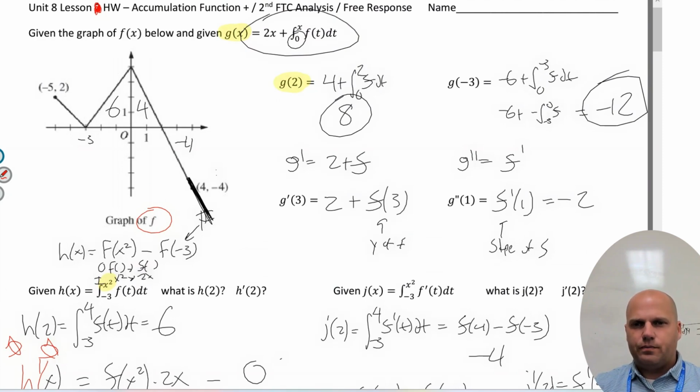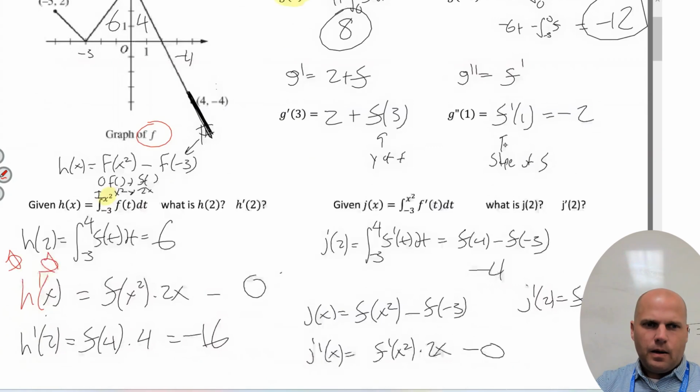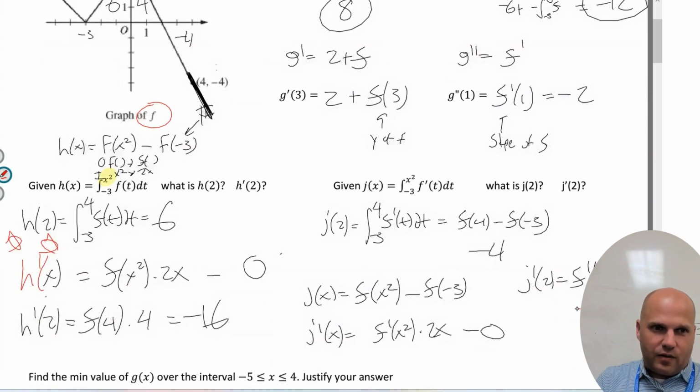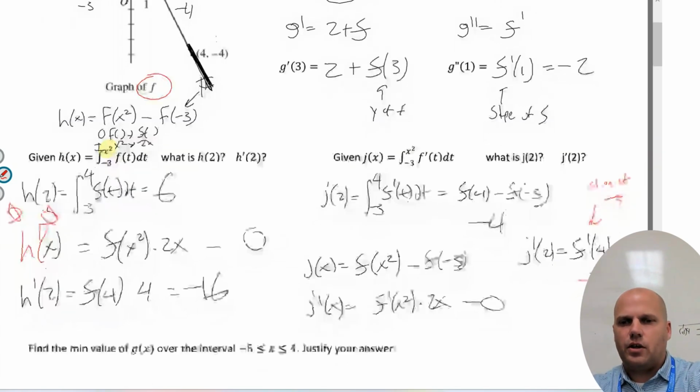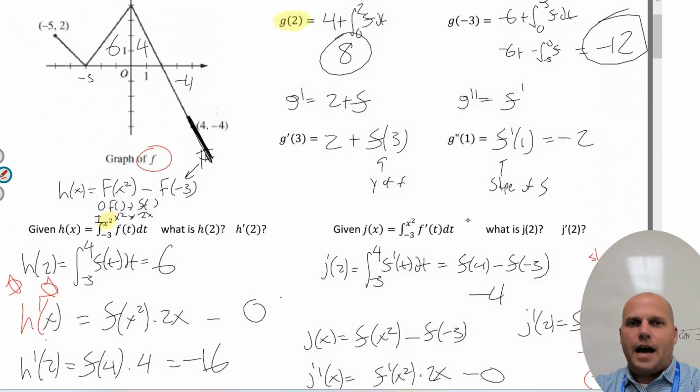F prime of 4, let's just assume that the thing kept going. Let's just assume. The slope of this is -2. I would say the slope is -2 times 4, and I get -8. Again, this is the slope of f. Okay, there's f. And I'm just assuming that the graph continues on. All right, now we're back to g.